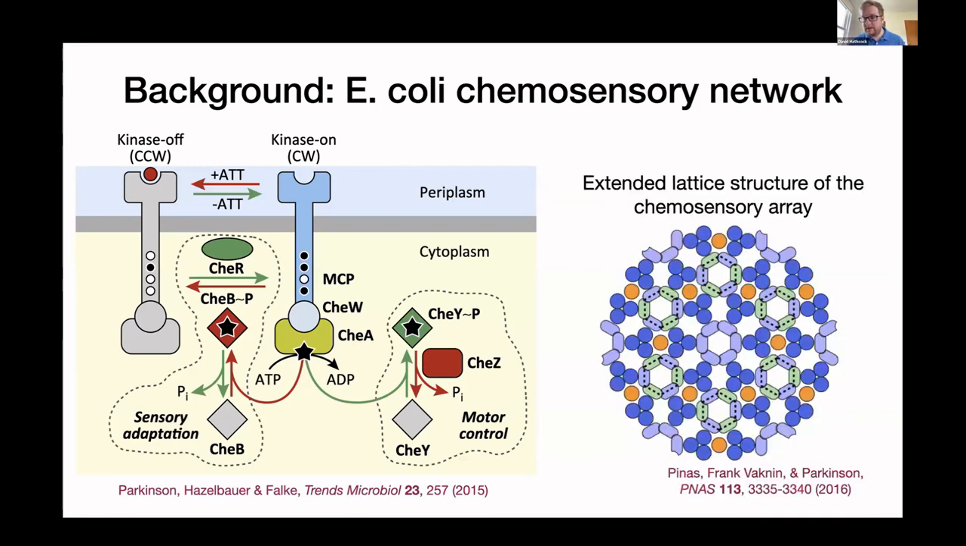So there's two key aspects of the system I want to focus on. The first is the energy dissipation. This phosphorylation reaction is driven out of equilibrium by ATP hydrolysis, supplying energy to the system. And the second is that these receptors aren't isolated on the cell surface. They form this extended cooperative array with cooperative coupling between neighboring receptors. So I'll touch on both of these throughout the talk.